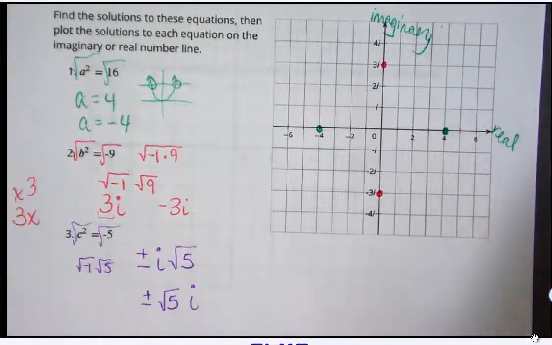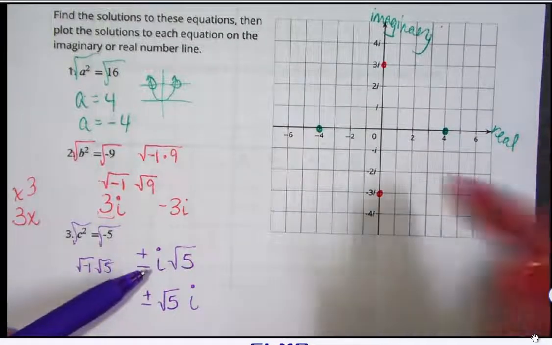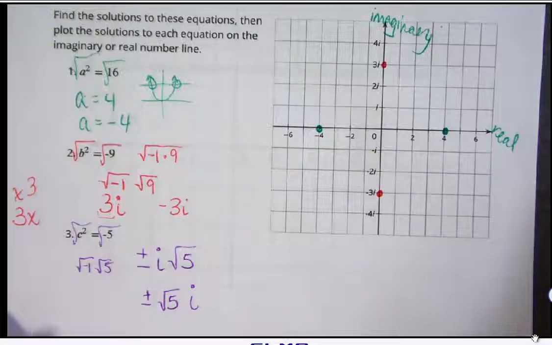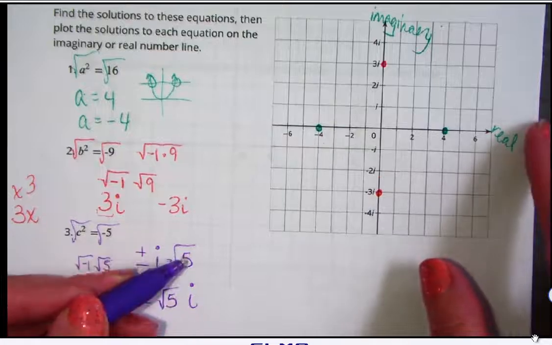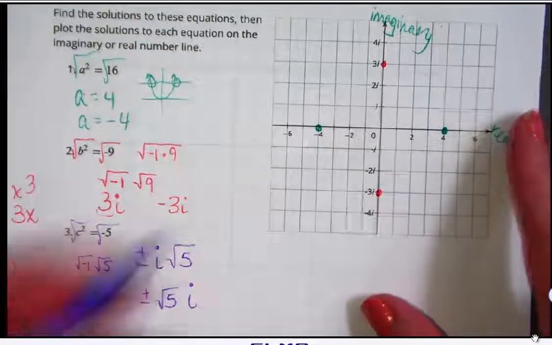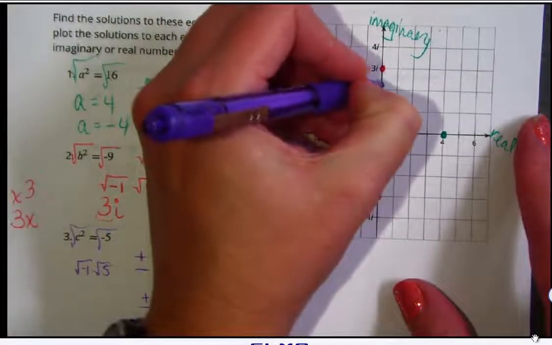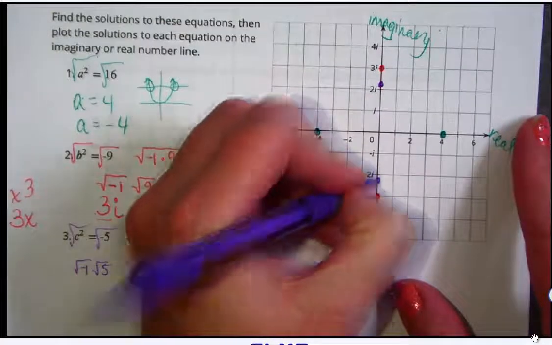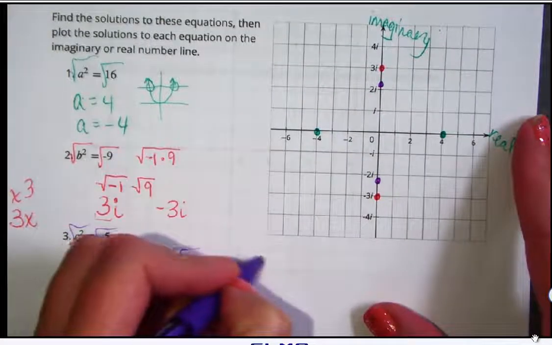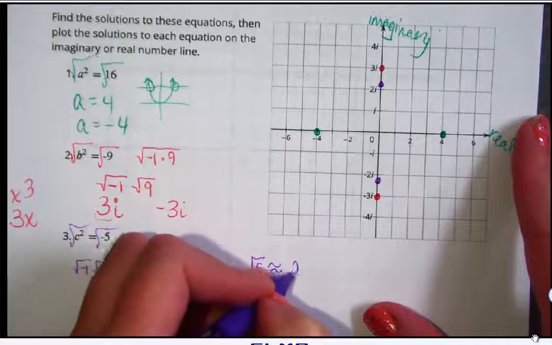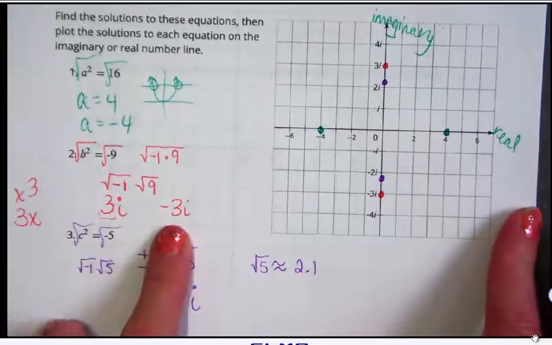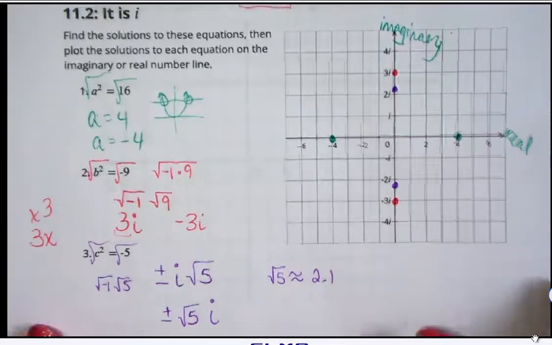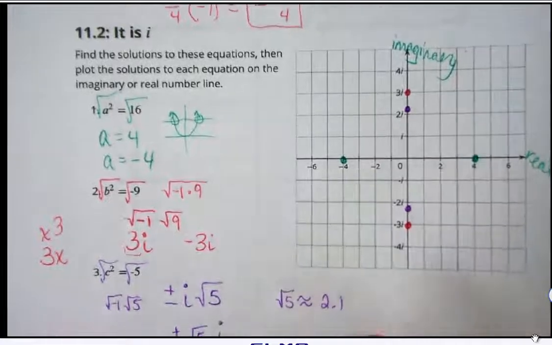Now I have to estimate what the square root of 5 is, so I can plot that. It's obviously more than 2, because 2 squared is 4. I need a little bit more than that. So it's a little bit more than 2 and negative 2. So we can see that we can find some values of i going on here, and how we can graph those.